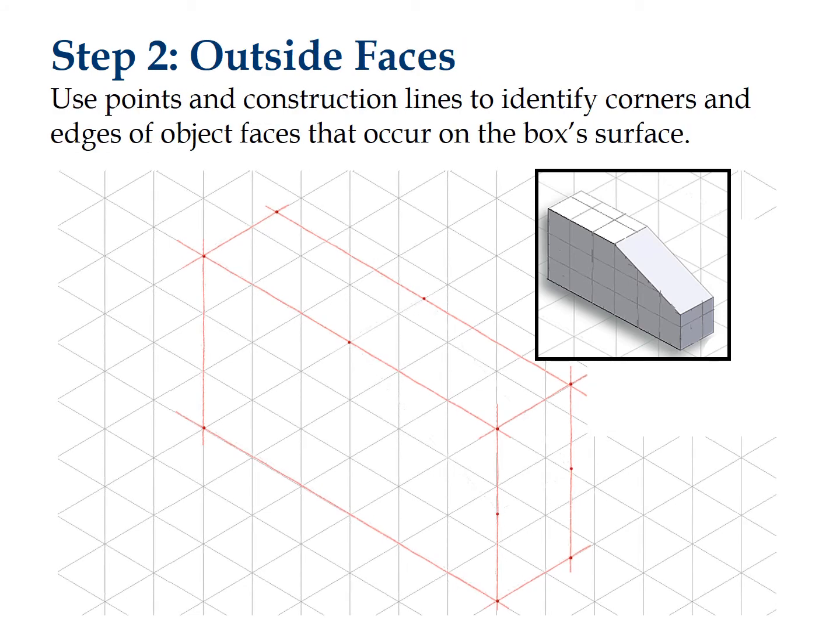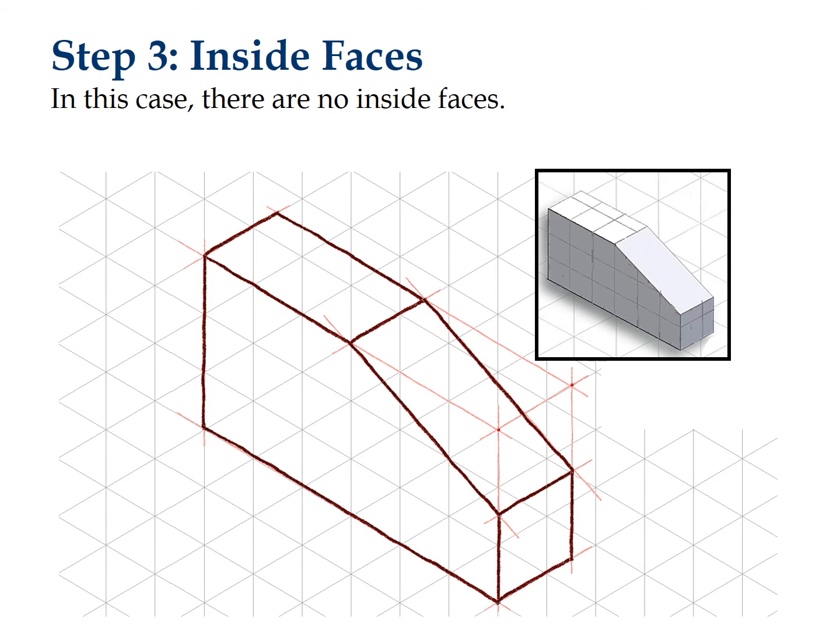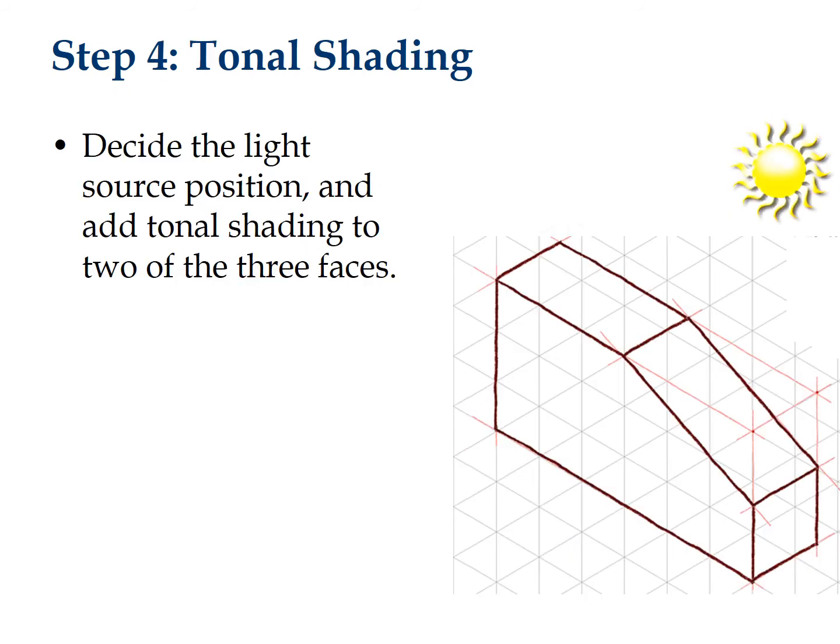Then you would locate the features or the corners of the object, which in this case is the little sloped ramp. You would lightly draw those edges, and then you would go back and darken in the shape. In this case, there are no inside faces, so this object is now done. You can decide whether or not you would like to add tonal shading.